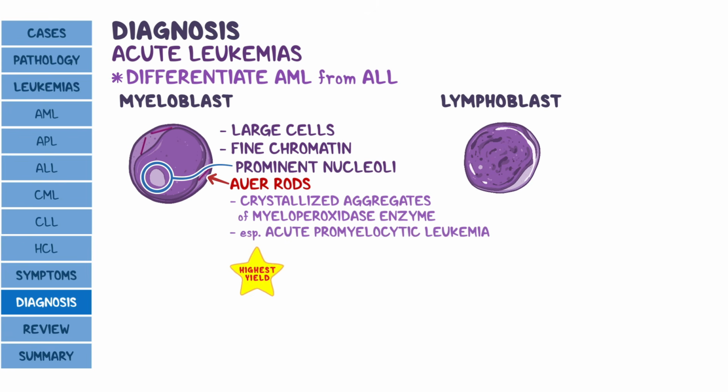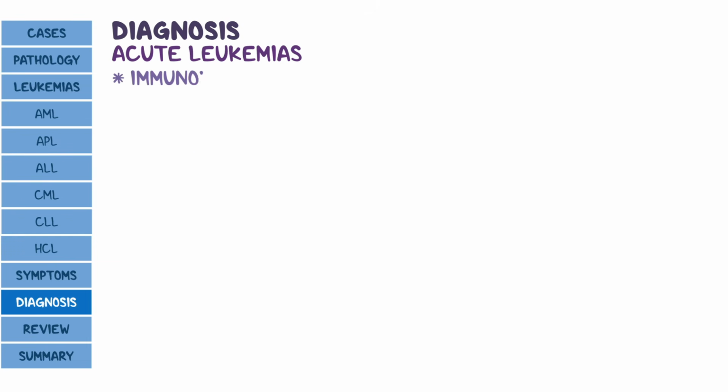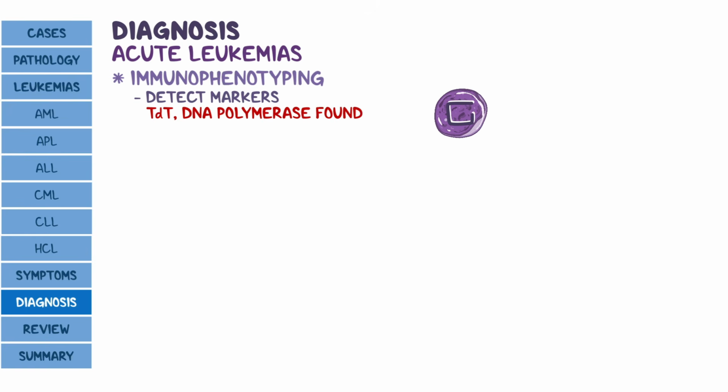On the other hand, lymphoblasts are relatively smaller cells with coarse chromatin, which are clumped together and have scant nucleoli. Lymphoblasts have very little cytoplasm, which has glycogen granules. In addition, immunophenotyping is done to detect certain markers, for example, TDT, which is a DNA polymerase that's present only in the nucleus of the lymphoblast.